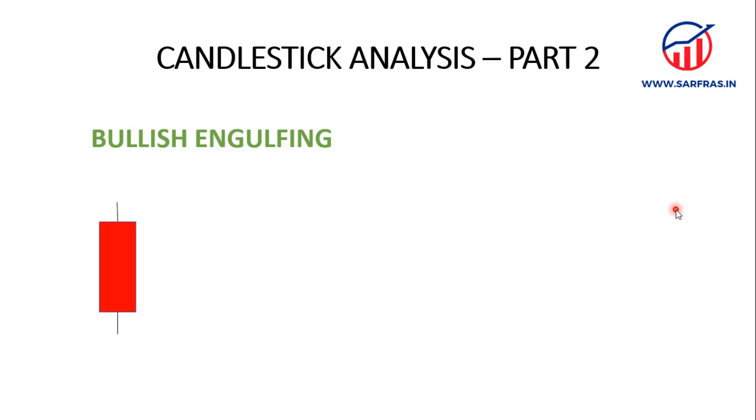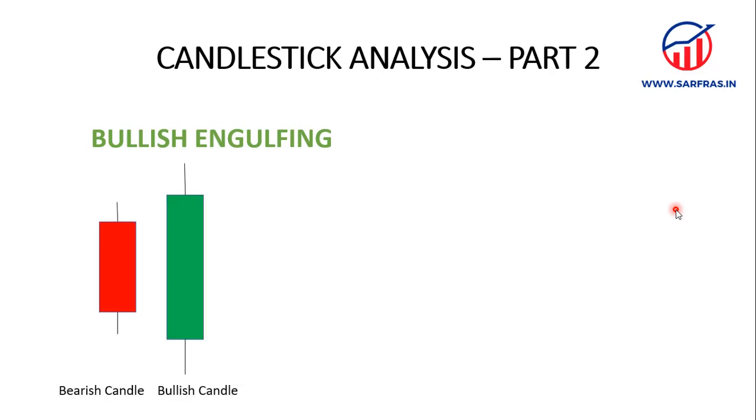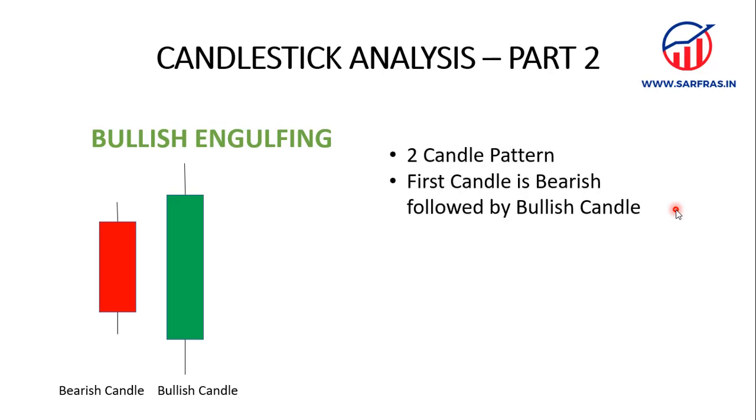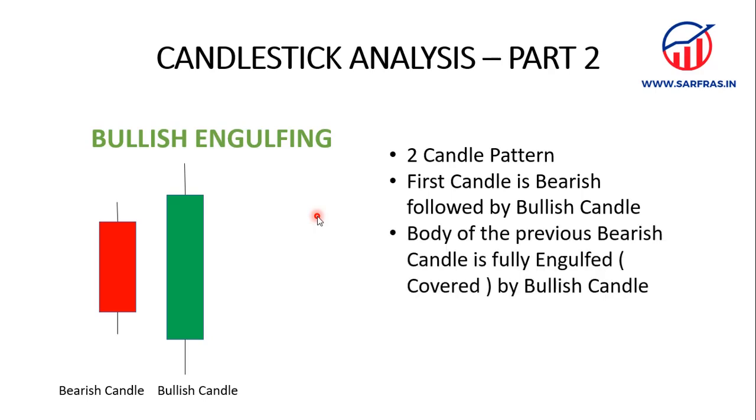So next we'll move to bullish engulfing. Now in bullish engulfing, you again have a bear candle first and a bull candle later. Now the criteria here is, it's a two candle pattern again. The first candle has to be bearish followed by a bullish candle.